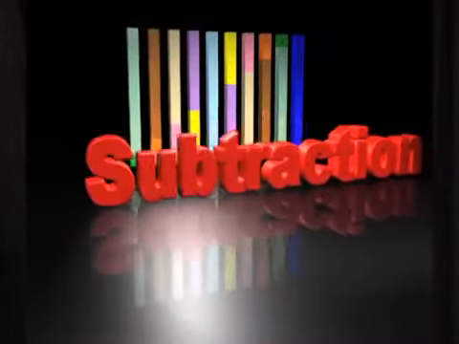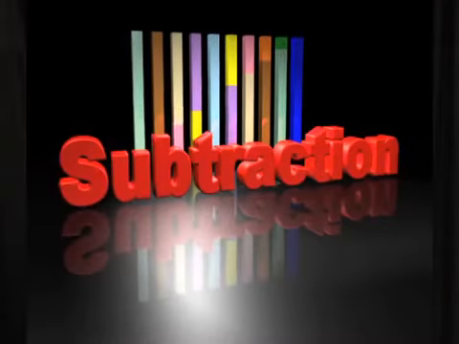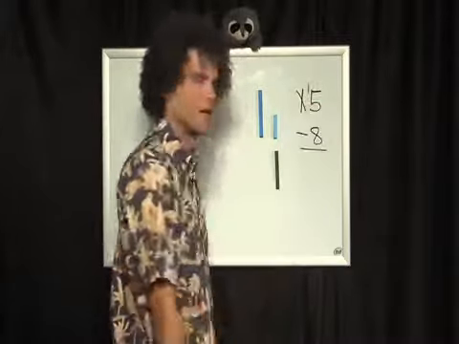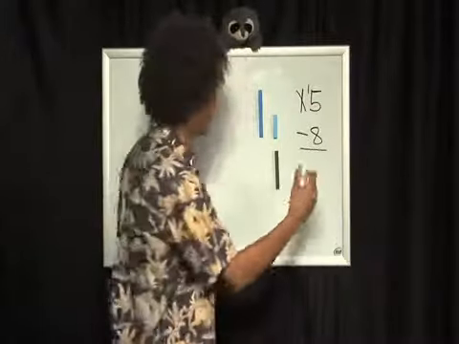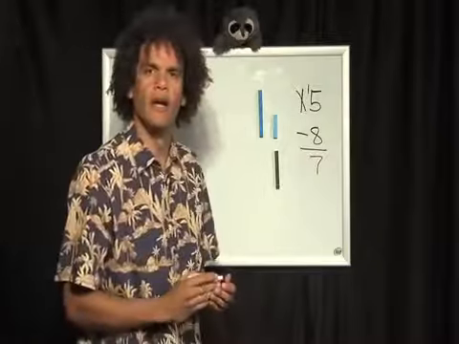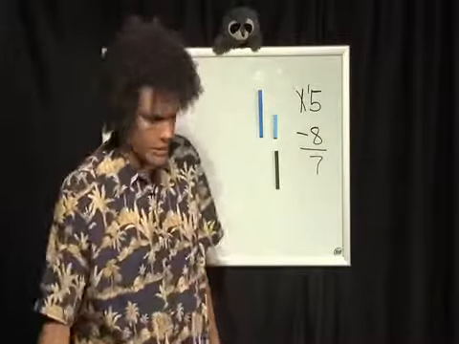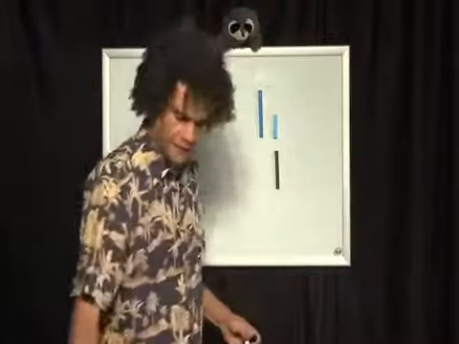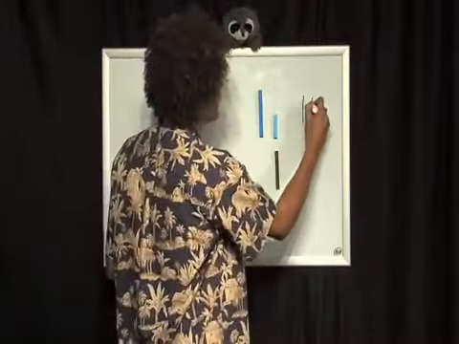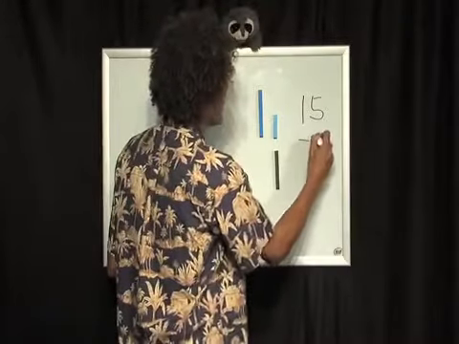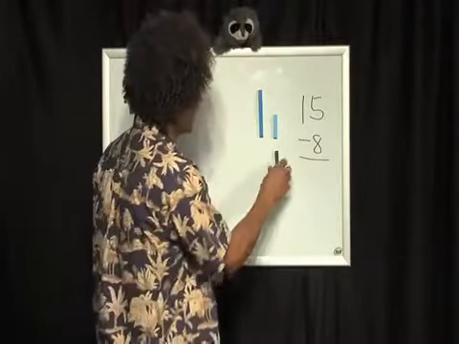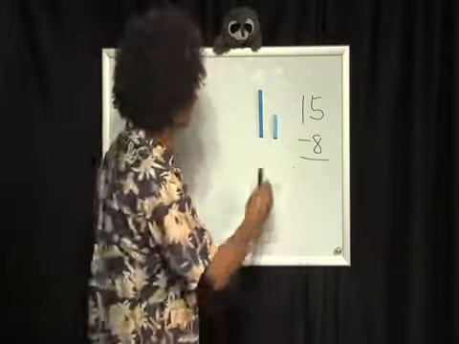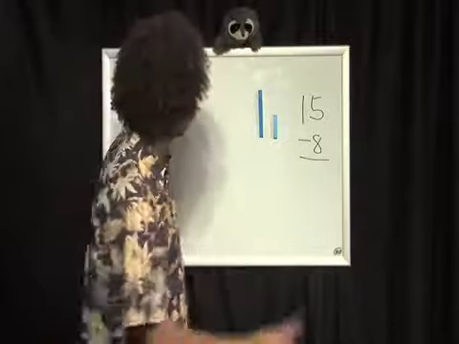Now here's a slightly more complex problem. 15 take away 8. Now I've actually seen students do this. And then they count backwards. All right, let's take a look at it a slightly different way. If I have 15 and I want to take away 8, do I have enough? Can I take this 8 out of this 15? Out of this 5? Well, I can't. What do I do? I take it out of this 10.